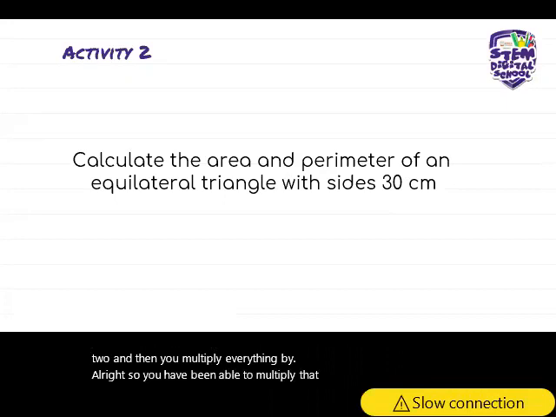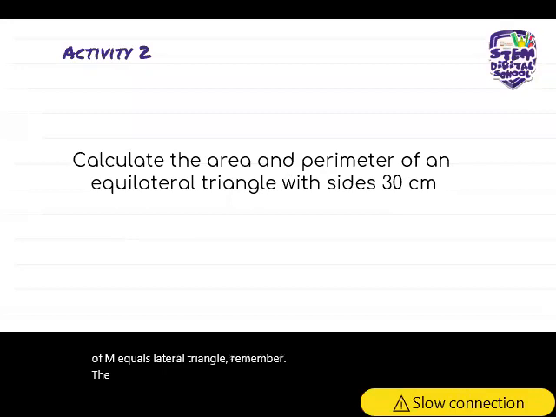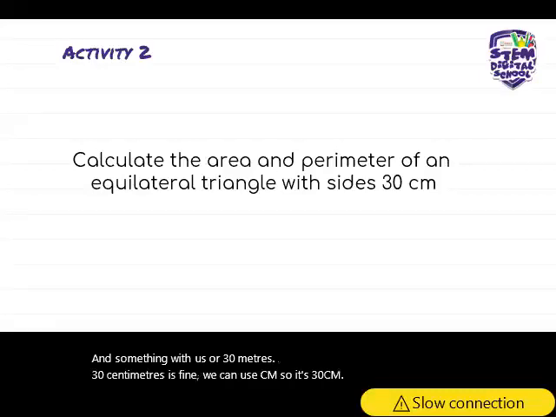Now we have a different problem altogether. We have to calculate the area and the perimeter of an equilateral triangle. Remember, in an equilateral triangle, all sides are equal. Now we are told that the first side is 30 centimeters. 30 centimeters is fine, we can use centimeters. So it's 30 centimeters. That is one side of the triangle.